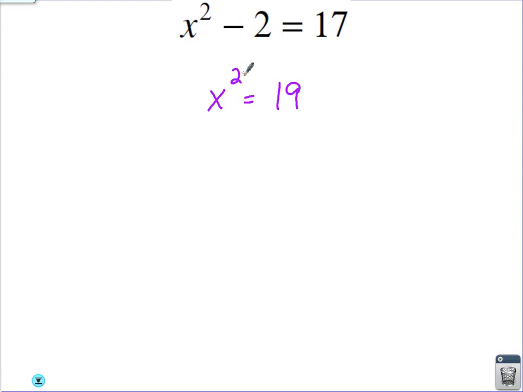Because in order to get rid of a square, we're going to square root, and I don't know what the square root of 19 is. So what do we do? I'll leave it. From the other day, check and make sure that it won't simplify.